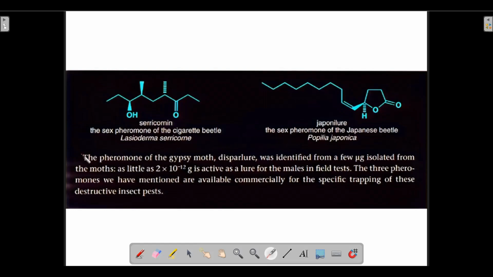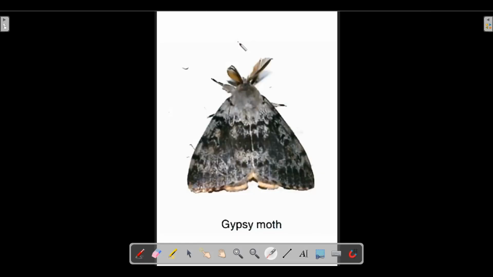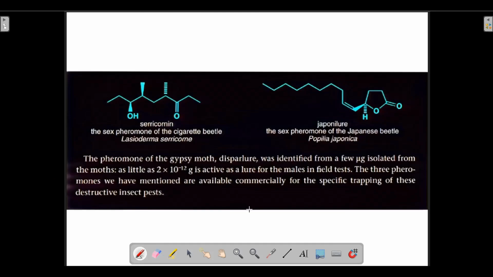Now we are going to learn this paragraph: the pheromone of the gypsy moth. Now, what is the gypsy moth? Have a look. This is the gypsy moth, looks something like this. So the pheromone of the gypsy moth is disparlure. And what does it mean by pheromone?